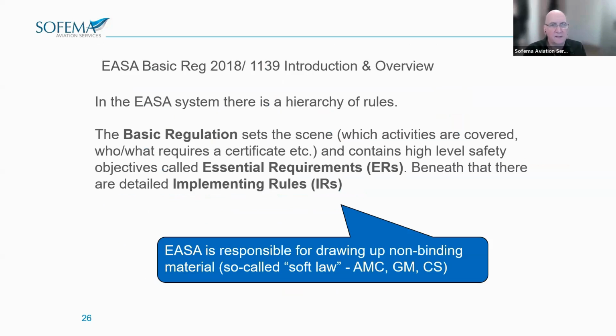So in the EASA system, there's a hierarchy of rules. The basic regulation sets the scene: which activities are covered, who requires a certificate, and it contains high-level safety objectives, which are called essential requirements. Beneath the essential requirements of the basic regulation, there are detailed implementing rules, IRs, which we just generally call the EASA regulations, but technically they're called the implementing rules.